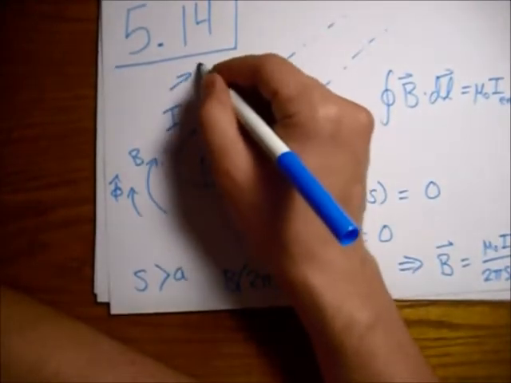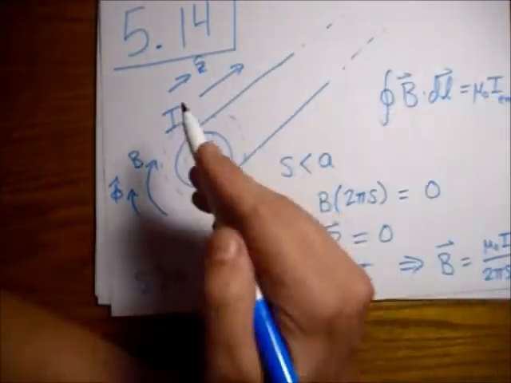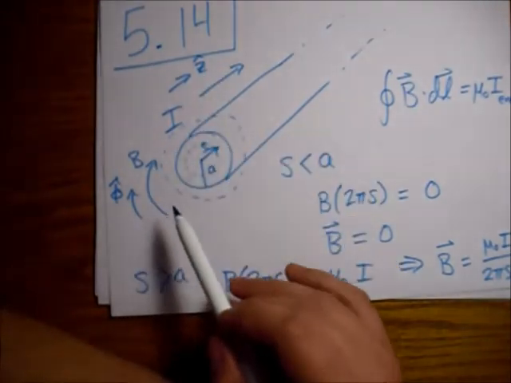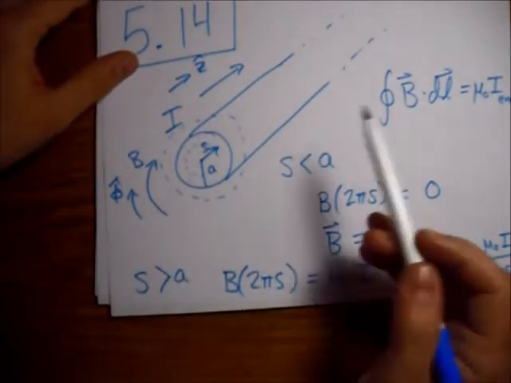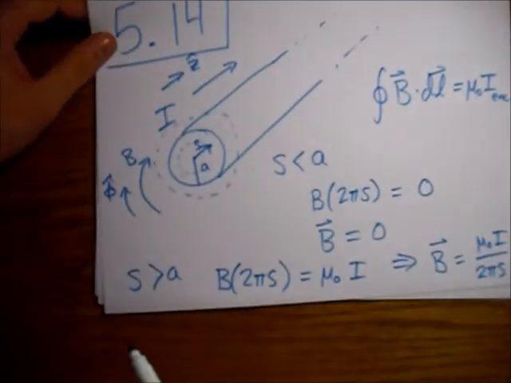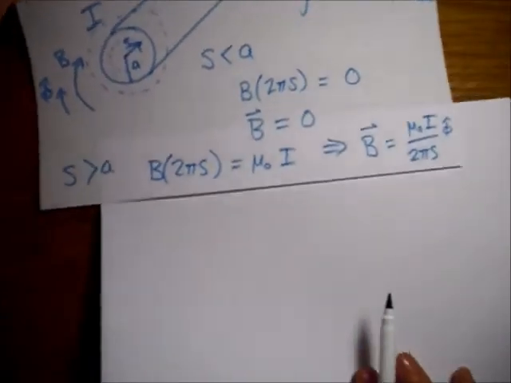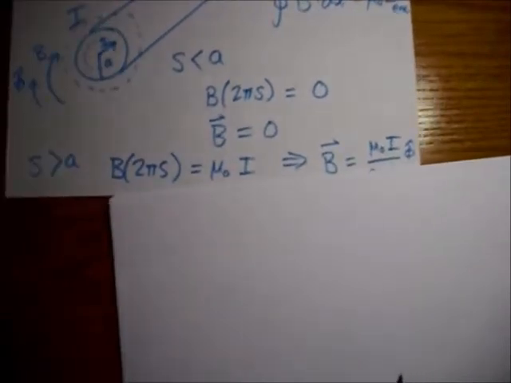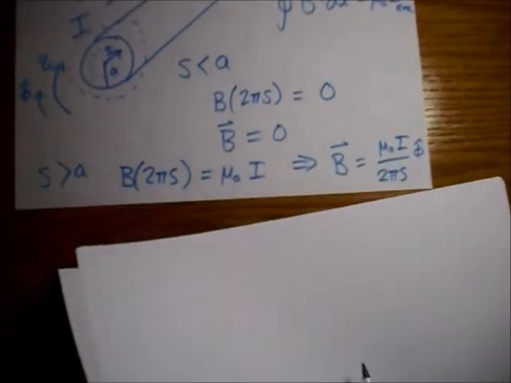If we call this, if I is traveling in the z direction, then in a right-handed cylindrical coordinate system, phi would be going around this way. All right, that's the easy part. Well, I lied. There's one more easy part.